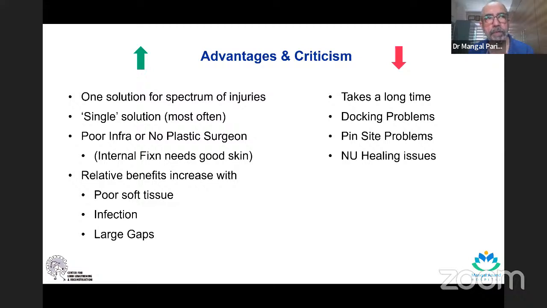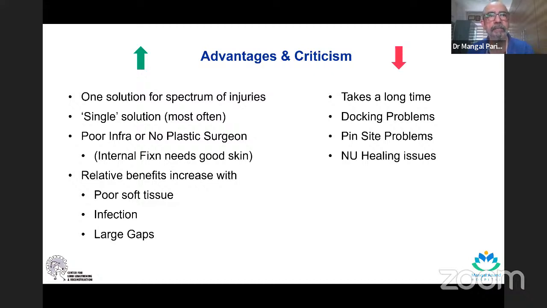You do the debridement well, get rid of the infection, put on the fixator, and that will sort out the problem, though it may take a little longer time. And the more you have problems with soft tissue, infection, and large gaps, the more is the advantage.